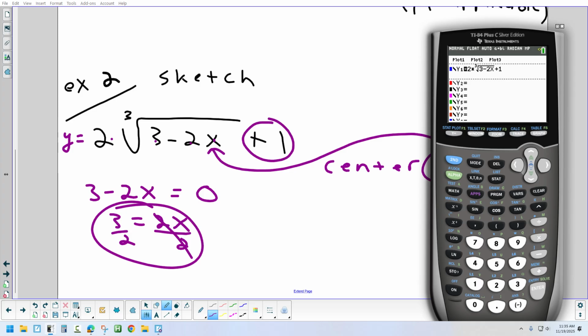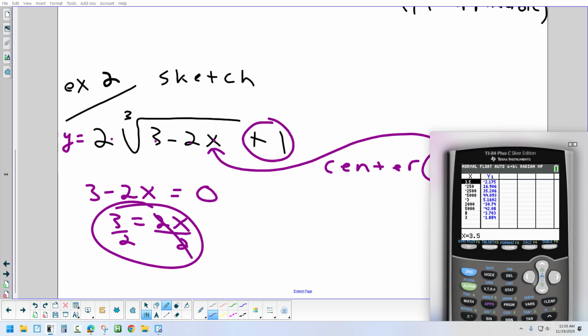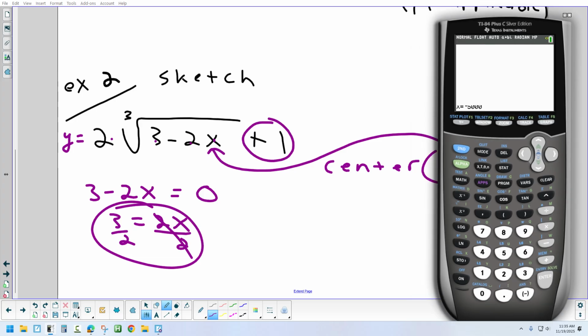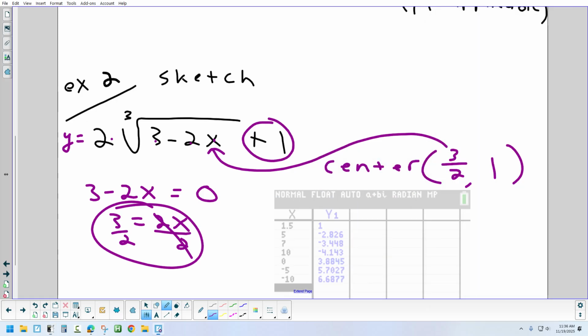Right, let's go to our table. We can check 3/2 comma 1 just to make sure that was correct. Yep. So that's the center. And let's pick a few values to the right. I would say like 5, 7, and 10. And then pick 3 values to the left: 0, -5, -10. That should be plenty of points to get a good sketch. Okay, so let's graph it.